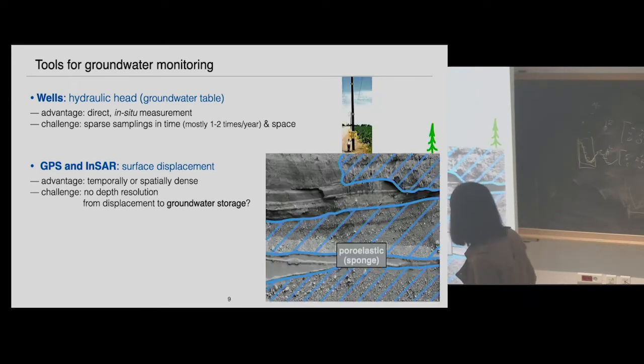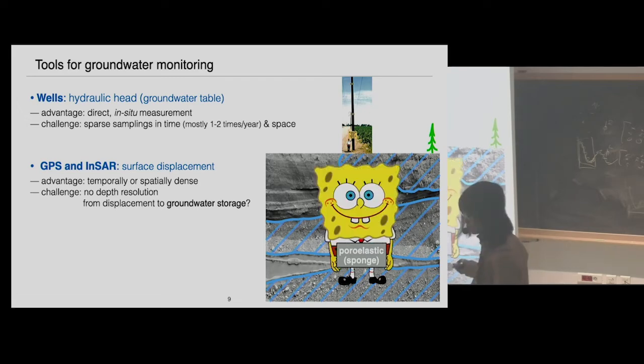The mechanism for this dramatic subsidence is that the porous medium below the surface of the aquifers is acting really as a sponge soaked with water. Yeah, so it's the same as SpongeBob.